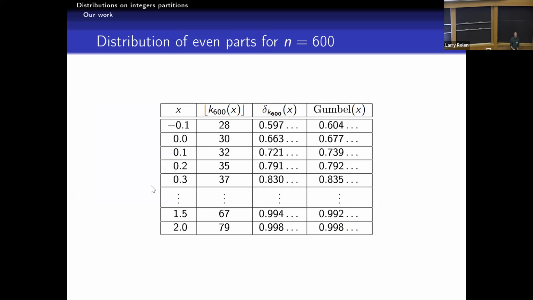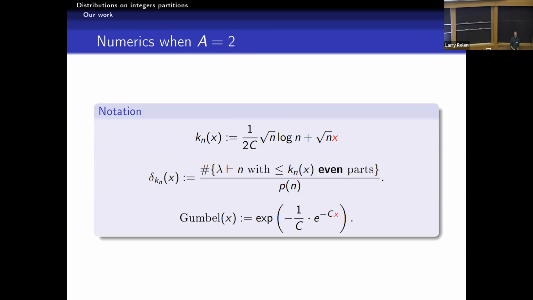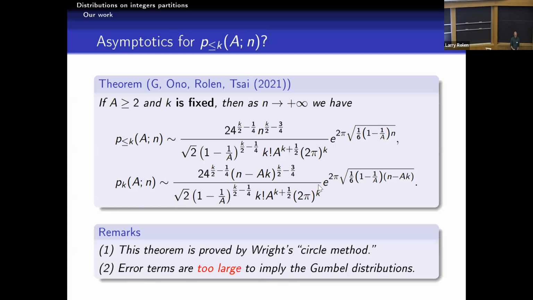So let's see, before we were looking at less than or equal to K even parts, or parts divisible by 8. Here we're looking for exactly K parts that are divisible by 8. And we have these asymptotics for both of these. We do need stronger asymptotics than these specifically for the proof itself, because we have error terms. In fact, we have error terms up here in the exponential that you have to account for.